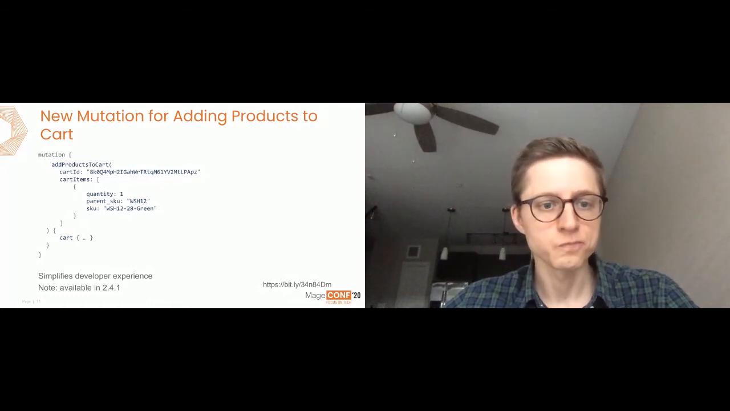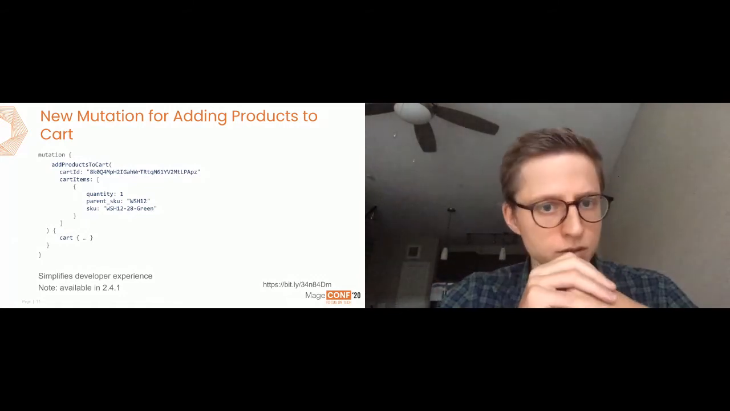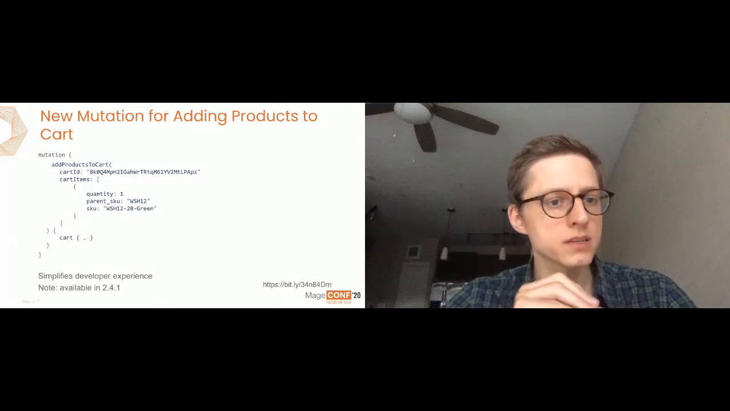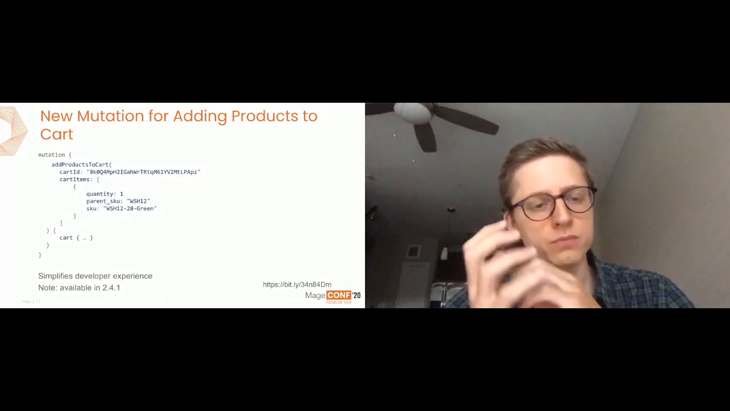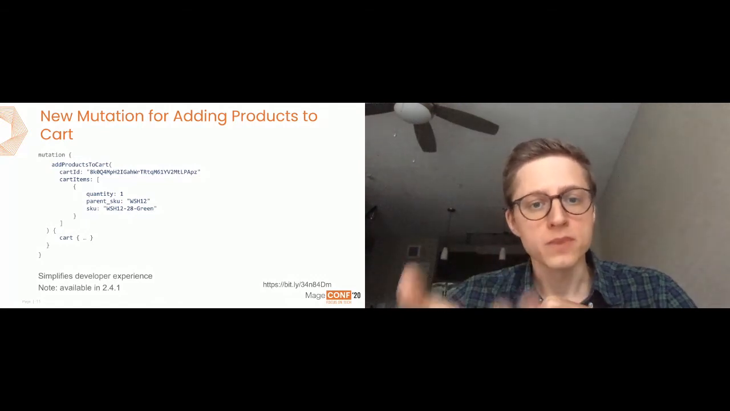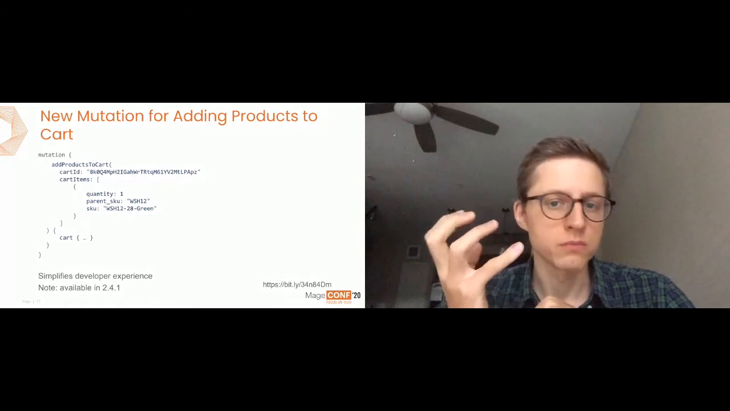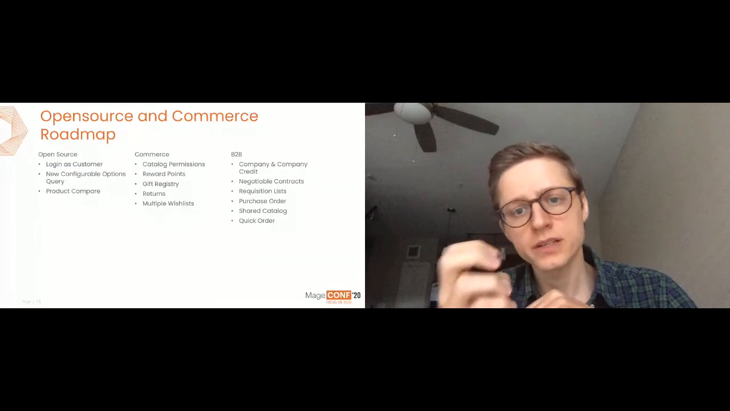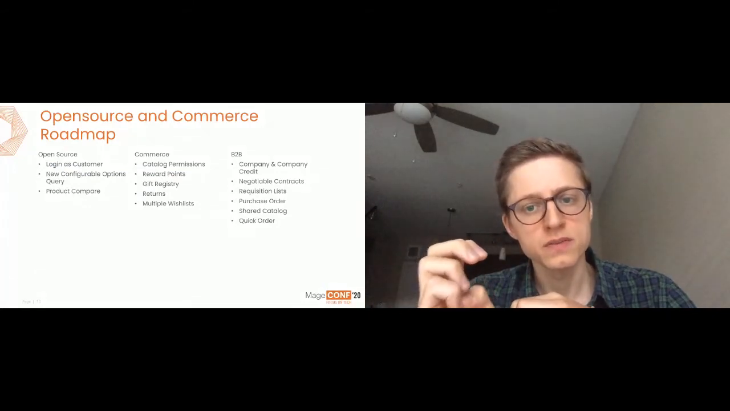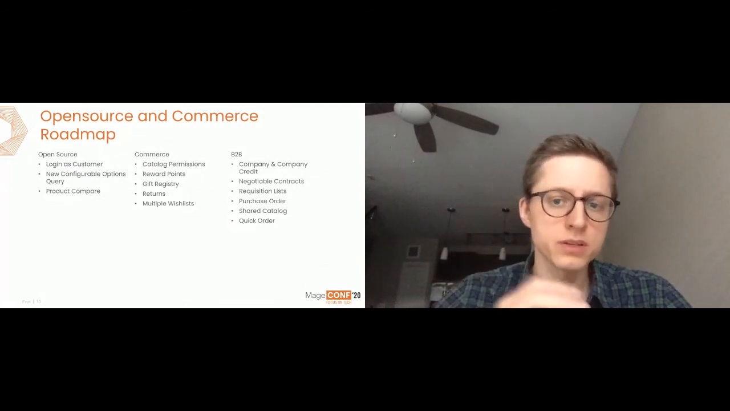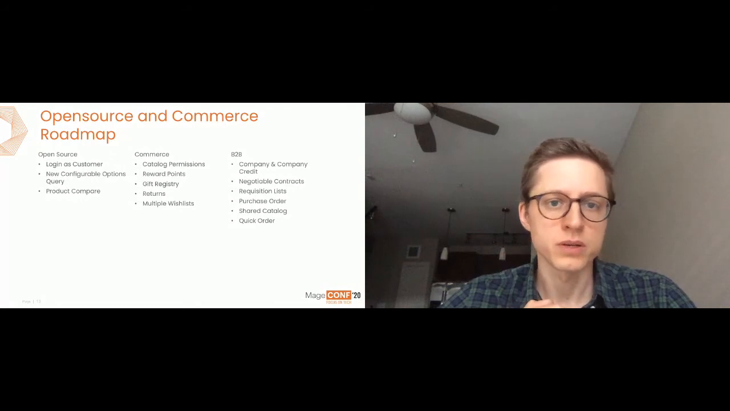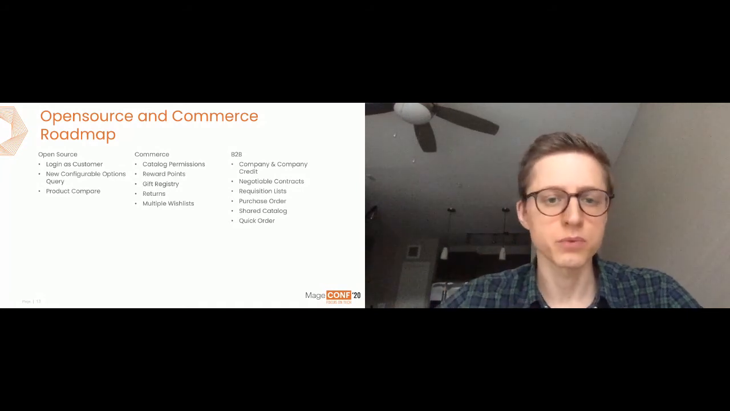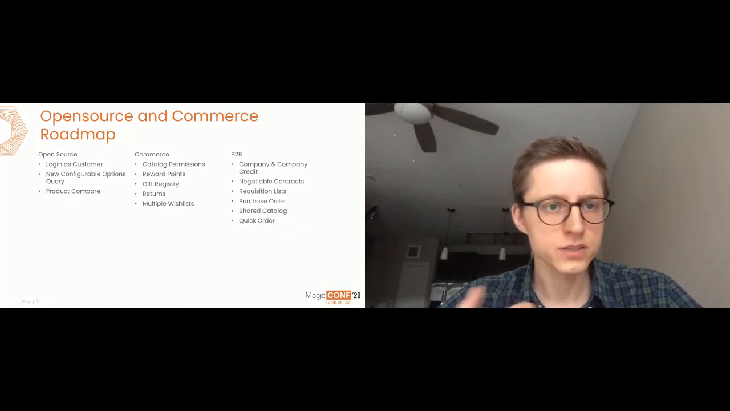What is coming? As I mentioned, B2C coverage is almost complete, but there are still some good things in progress. For example, login as customer, a new configurable options query, which I will talk about more later, reward points, returns, multiple wish lists, and B2B coverage. We already implemented most of the B2B coverage, and it is available on GitHub. It just has not been released yet. So if you're a partner and curious what we are doing on the B2B, please take a look at the B2B repository and let us know what you think. It is very important for us because we want to make sure that it is convenient.